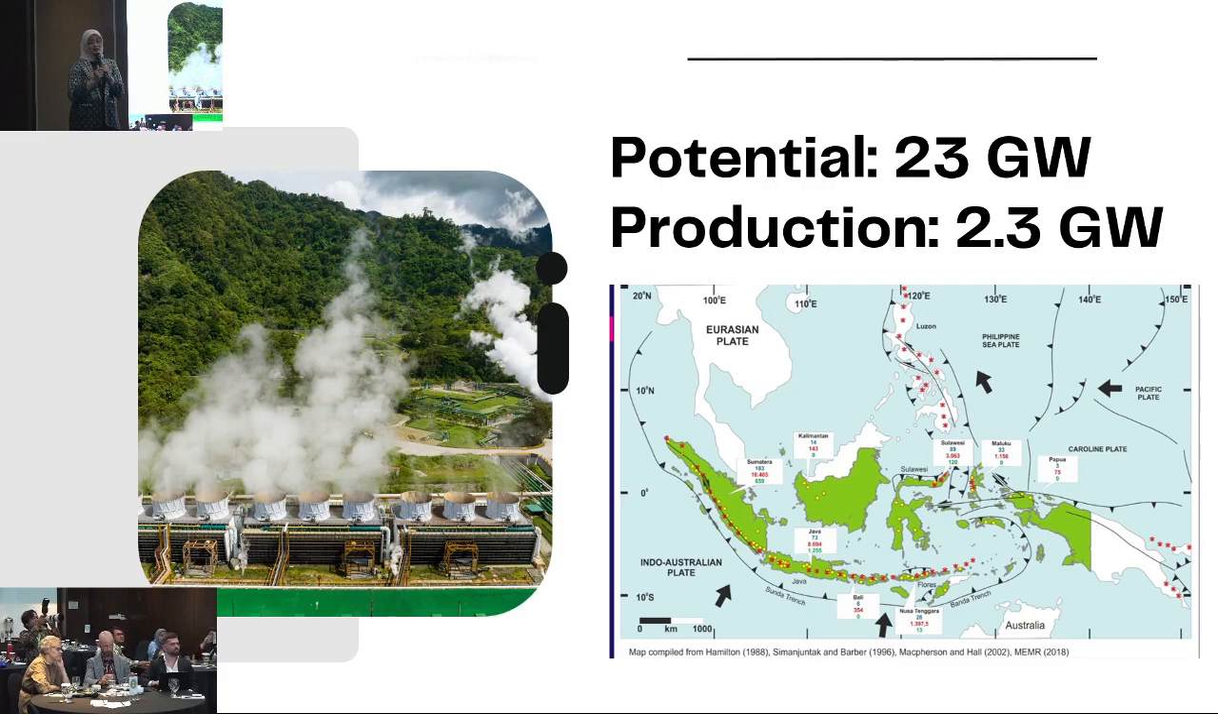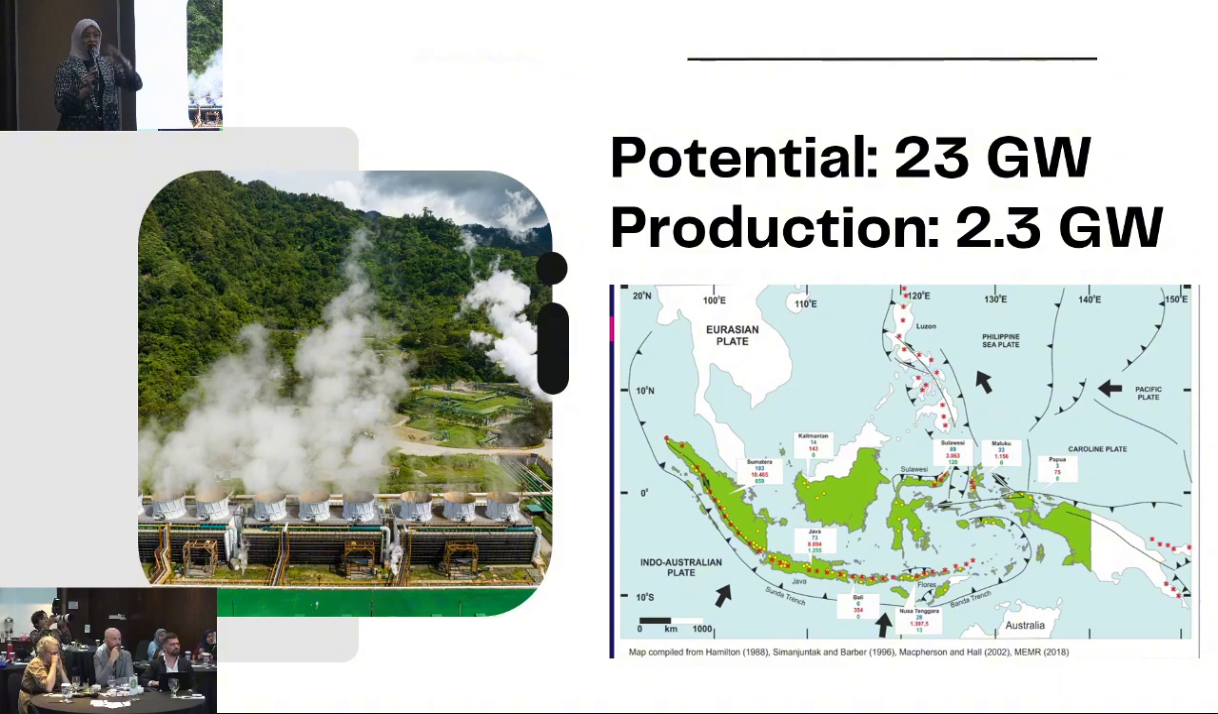one of the largest country that has the potential. So from the Ministry of Energy and Resources, we have around 23 gigawatts available in Indonesia. Because of our geological condition, we are in the ring of fire. But currently, up to 2024, we are only producing 2.3 gigawatts. So this is the map of Indonesia, and this is what a geothermal power plant looks like in the setting.